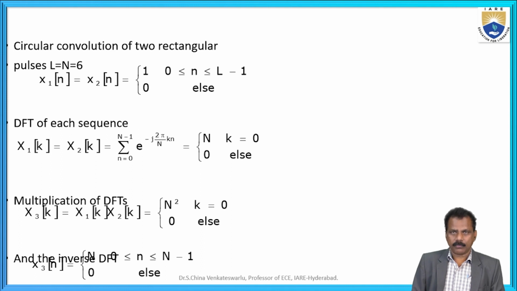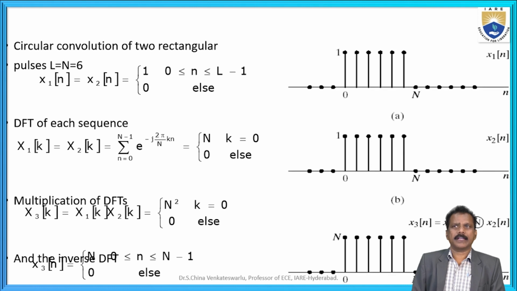For this, we will expect it practically with the help of the mathematical tool MATLAB. Try to verify this by writing a piece of code. After that, we will try to verify n versus x1 of n, and n versus x2 of n, and with reference to this, for the circular convolution, we will expect n versus x3 of n is equal to x1 of n circular convolved with x2 of n. So this is possible manually as well as practically.